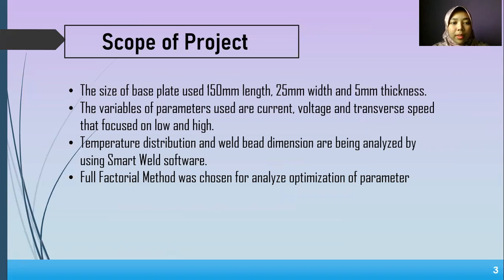Scope of project: the size of the base plate used is 150mm length, 25mm width, and 5mm thickness. The variables of parameters used are current, voltage, and transfer speed that focus on width and height. Temperature distribution and weld bead dimension are analyzed by using SmartWeld software. The full factorial method was chosen for analysis and optimization of parameters.